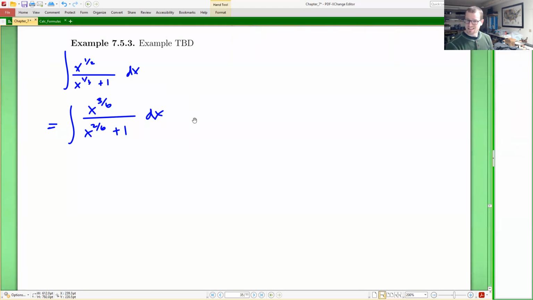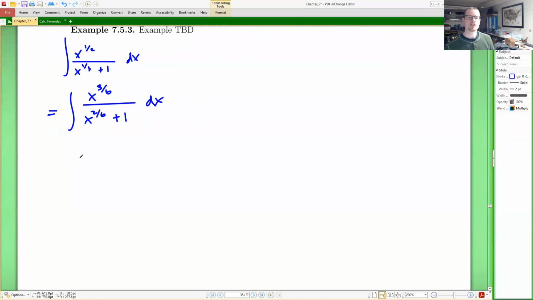So then, does that really help us? How does that help us? Well, what we can do is recognize, let's see here, is that what we did? Nope, okay, that works out nice. 3/6 divided by x to the 2/6 plus 1. If we were to say we have x to the 1/6 cubed divided by x to the 1/6 being squared plus 1.